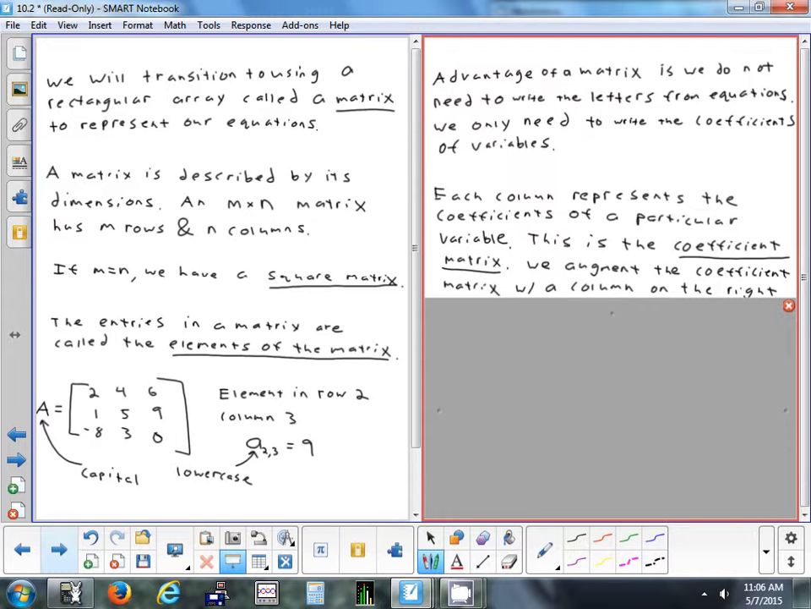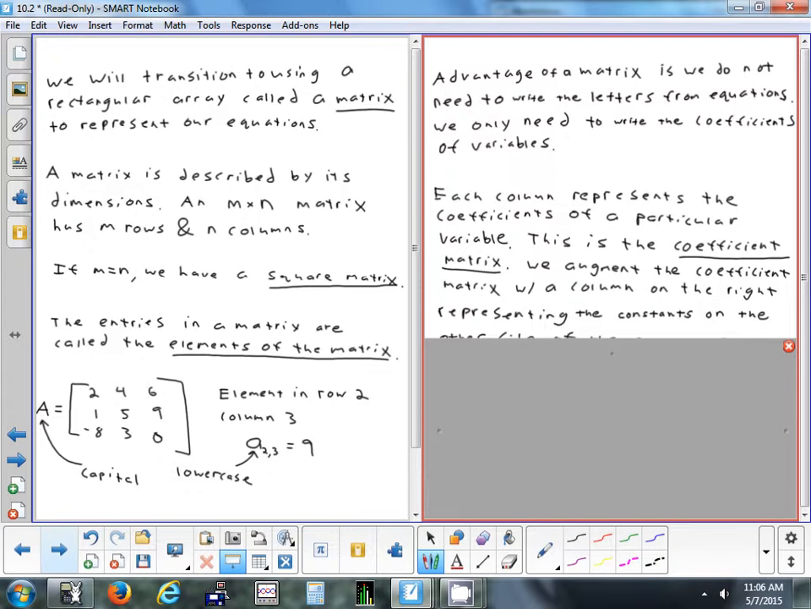But we're going to add a column to this matrix. And the column we're going to add on is for all the numbers that are on the right-hand side of your equation, okay, all your constants. So we're going to take the coefficient matrix and we're going to add on an extra column. We're going to augment it. And that extra column is going to represent the constants on the other side of the equation.